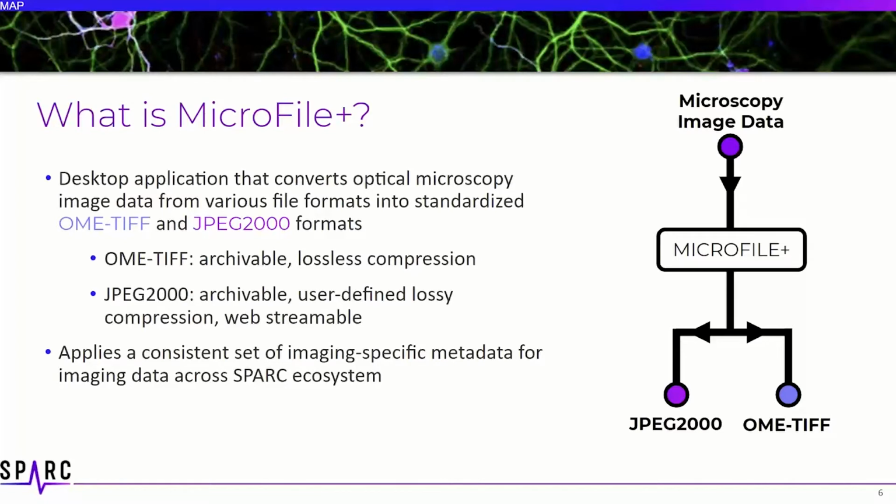These image formats were selected for the SPARC image standard because of their readable metadata storage, compatibility with open source software such as ImageJ, the longevity expected for the format support, and for JPEG 2000, the web streaming capabilities. MicroFile Plus not only allows users to view, edit, and add the metadata to their microscopy images, but it also highlights required and missing metadata to make sure researchers can prepare their data for reuse following publication to the SPARC portal.